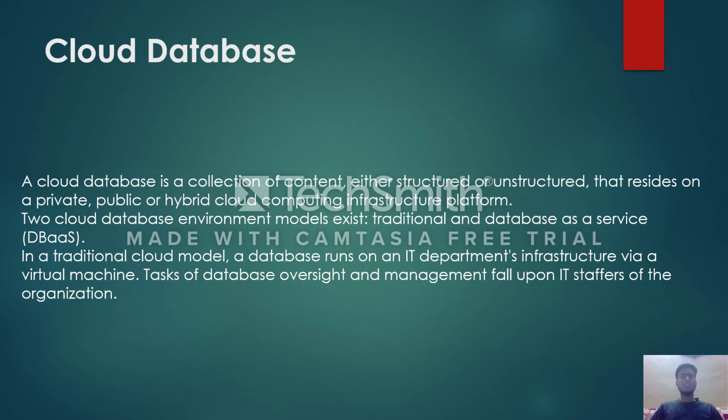Cloud database. What exactly is a cloud database? We all know what the term database is. A database is a collection of either structured or unstructured data. So a cloud database would be a collection of structured or unstructured data which is stored on a private, public or hybrid cloud computing infrastructure platform. That is your cloud. Two cloud database environment models exist so far. First is the traditional, and the other one is database as a service.